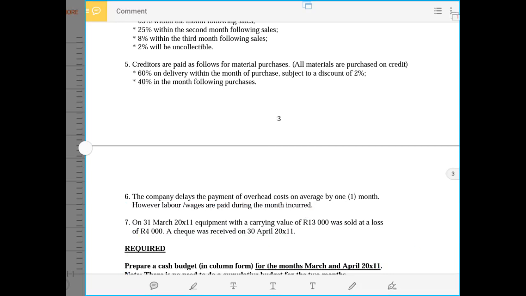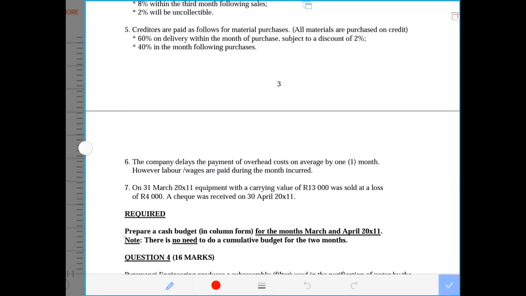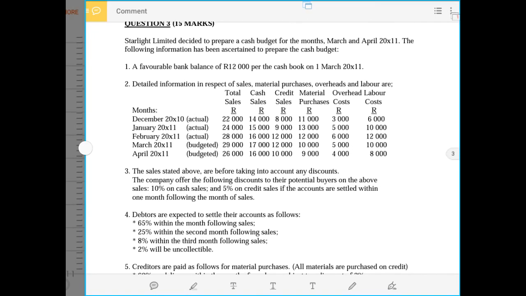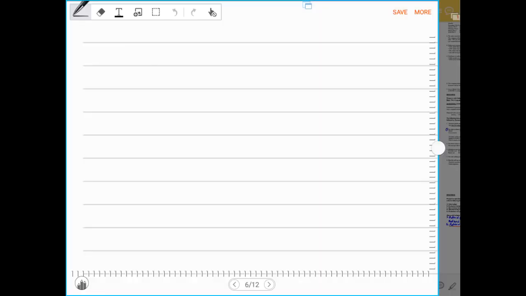Then after, we are required to prepare a cash budget in column form for the months of March and April in the year 2011, and it says note, there is no need to do a cumulative budget for the 2 months. So they say we must not do a cumulative budget, we only do the simple cash budget. So let us then start with the budgets for the 2 months, and we know that we are only focusing on the cash because this is called a cash budget.